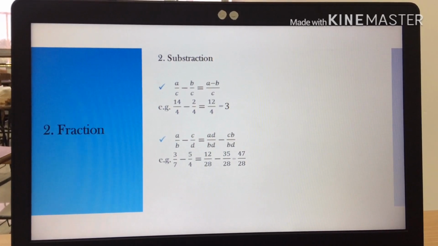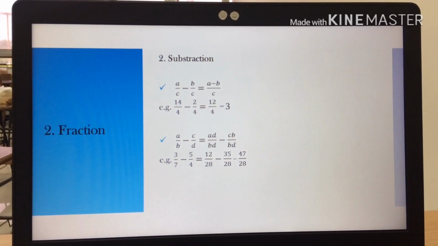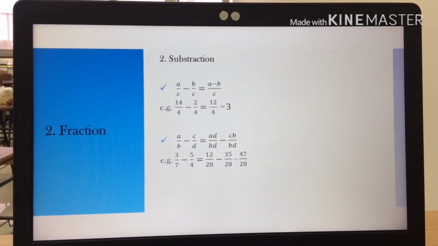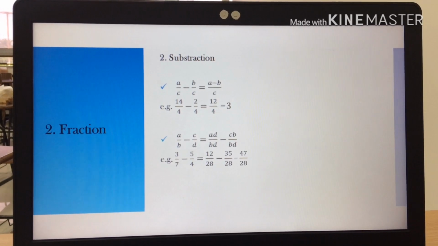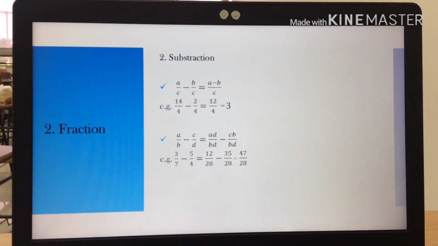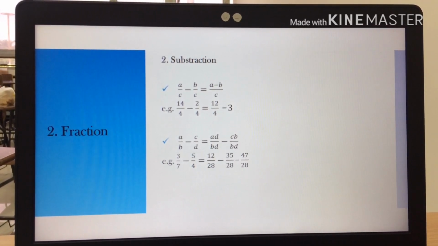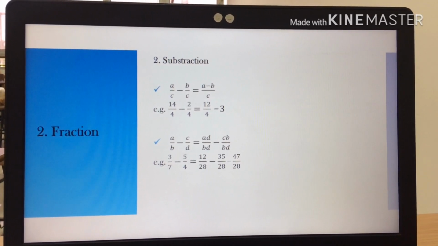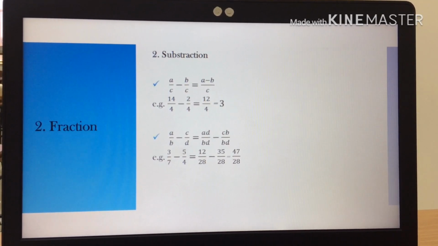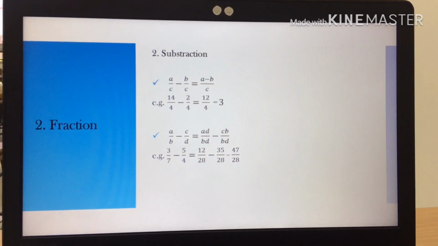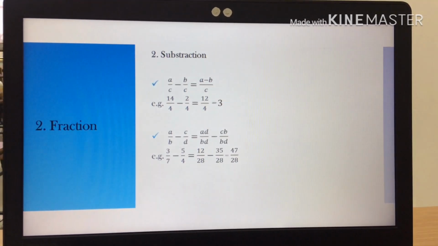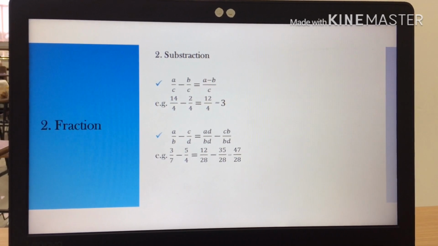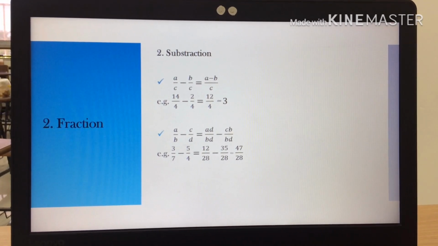And the second, subtraction. The first formula, A over C minus B over C equals A minus B over C. For example, 14 over 4 minus 2 over 4 equals 12 over 4 is 3.